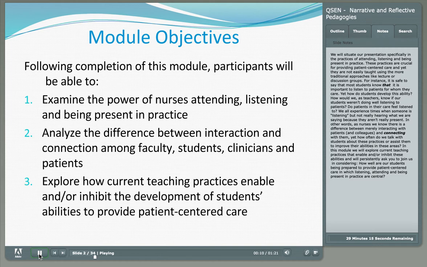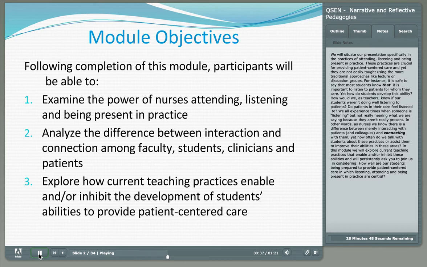These practices are crucial for providing patient-centered care, and yet they're not easily taught using more traditional approaches like lecture or discussion groups. For instance, it's safe to say that most students know that it's important to listen to patients for whom they care. Yet, how do they develop this ability? How would we, as teachers, know if our students weren't doing well listening to patients? Do patients in their care feel listened to?